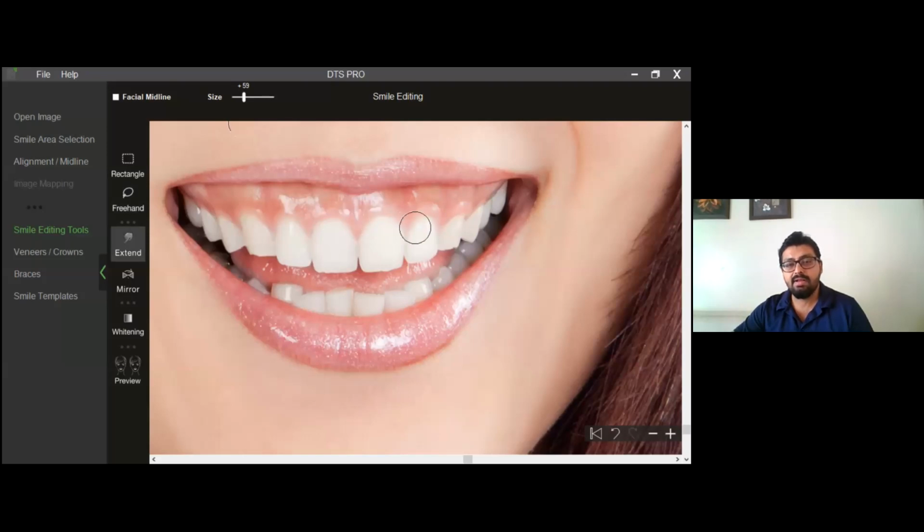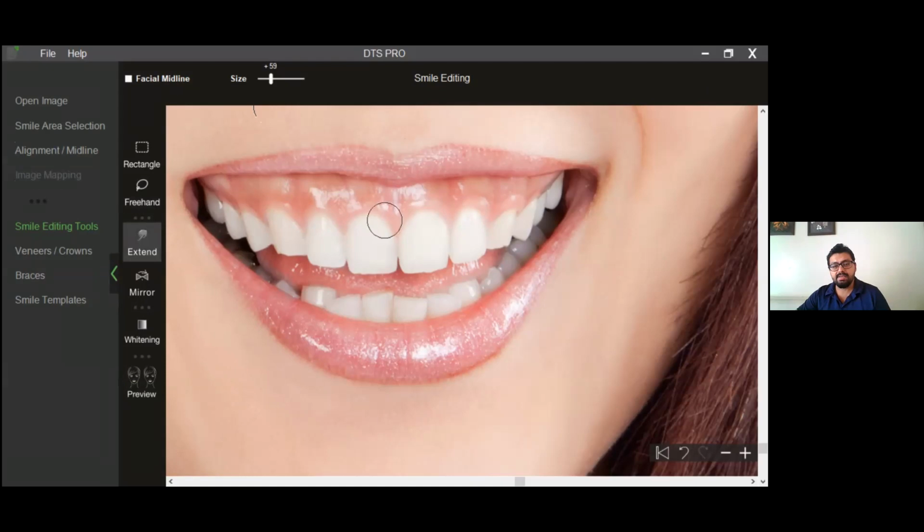correction of the gingiva. What I'm trying to project here is that the same thing can be tackled in so many different ways. And if you can show the patient different treatment options on their own smile with different treatment protocols, there is no better motivation tool than that.